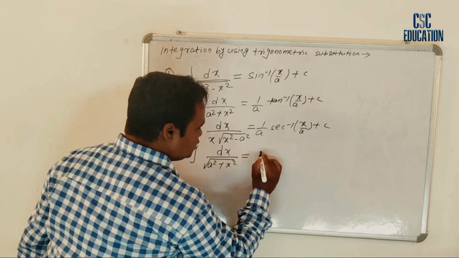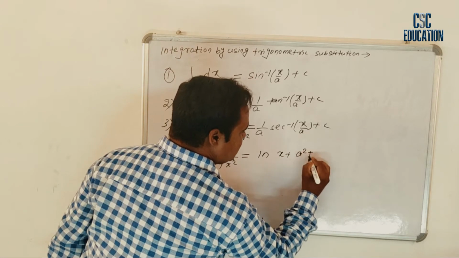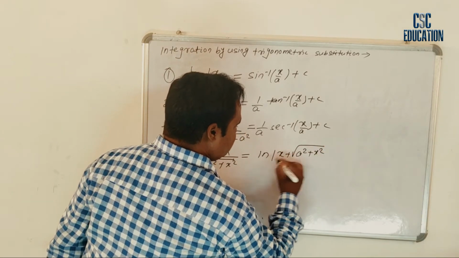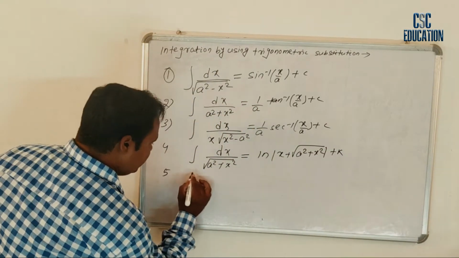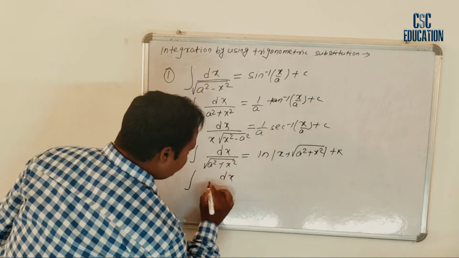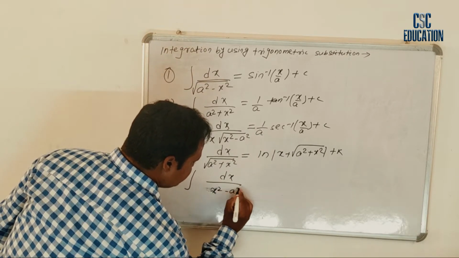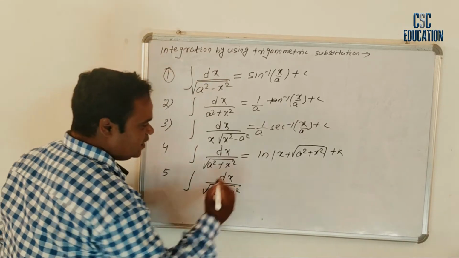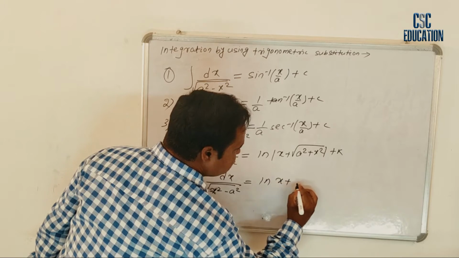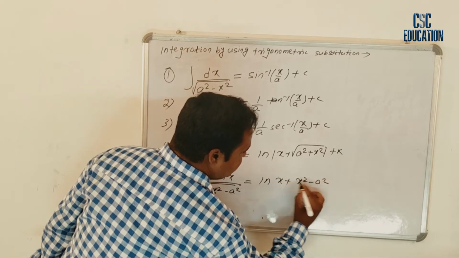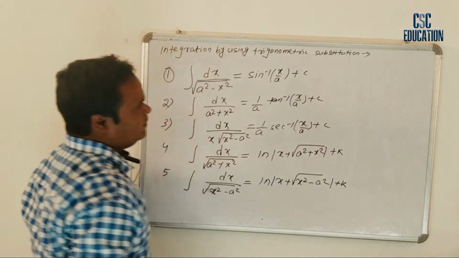equals ln, the logarithm function, of x plus the square root of a square plus x square, plus the integration constant k. The fifth is the integration of dx divided by the square root of x square minus a square, equals the logarithm function ln of x plus the square root of x square minus a square, plus the constant k.